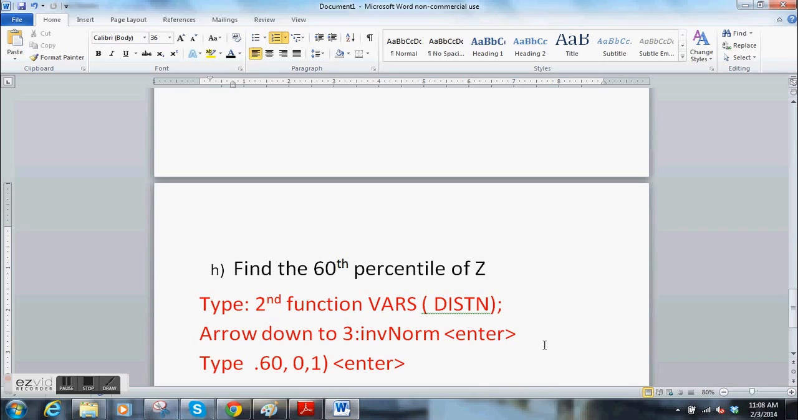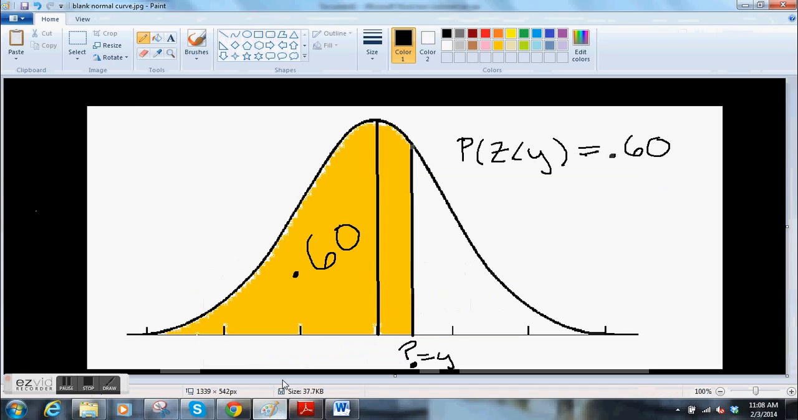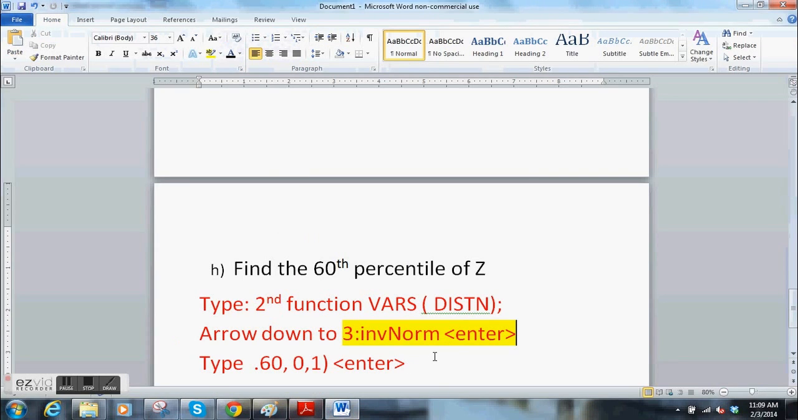Turn on your calculator. Second function distribution. So second function variables right here. And you arrow down to the third one now. Go to the third one, which is invert normal. So in this case, invert normal means we're given the probability and you want to find the number. Okay, so hit enter there.